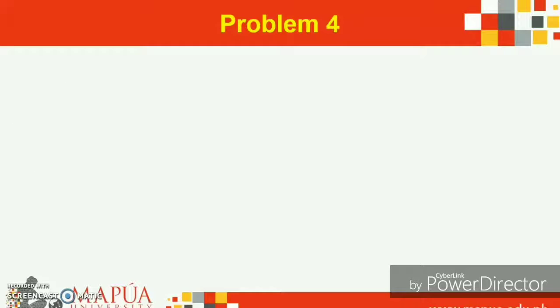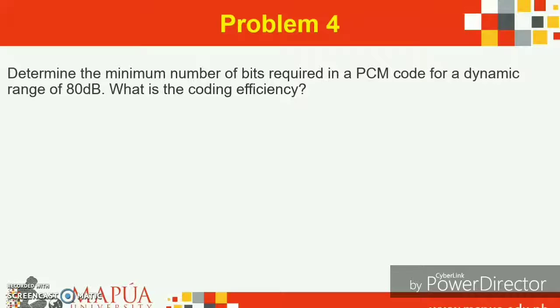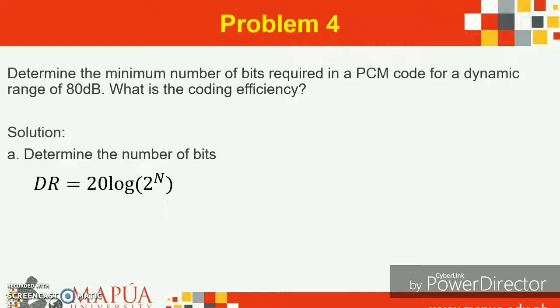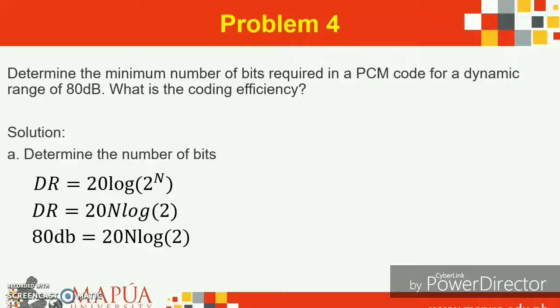Problem number 4 is to determine the minimum number of bits required in a PCM code for a dynamic range of 80 decibels. And what is the coding efficiency? So first, we need to solve the number of bits using the formula that we use in problem number 3. Dynamic range is equal to 20 log of 2 raised to n. And we know the dynamic range is equal to 80 decibels. So here we solve for n, and the value of n is equal to 13.28 bits.